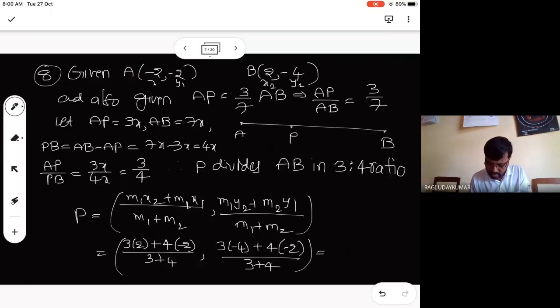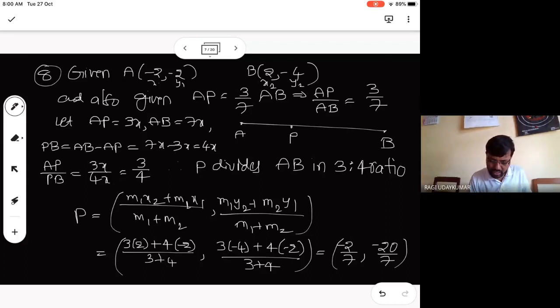Simplify the point, you are going to get 3 into 2 is 6, 6 minus 8 is minus 2, so minus 2 by 7. Then 3 into minus 4 is minus 12, minus 8, minus 20. So minus 20 by 7. So the point is (-2/7, -20/7), the coordinates of the point P. Okay, so that is the question asked to you.